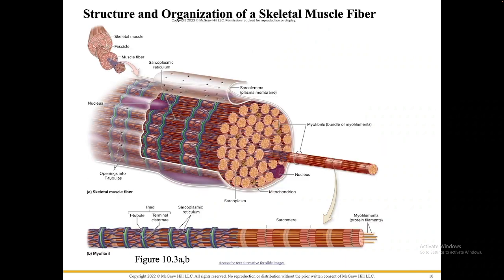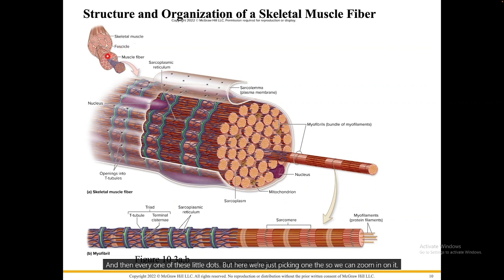Let's try to put this together with a picture. We started with an entire muscle. What goes around a muscle? Epimysium. Inside a muscle, there's a bunch of parts. What's each part called? A fascicle. What goes around a fascicle? Perimysium. And then every one of these little dots, but here we're just picking one so we can zoom in on it, would be a muscle fiber, also called a muscle cell. And this would be the endomysium.